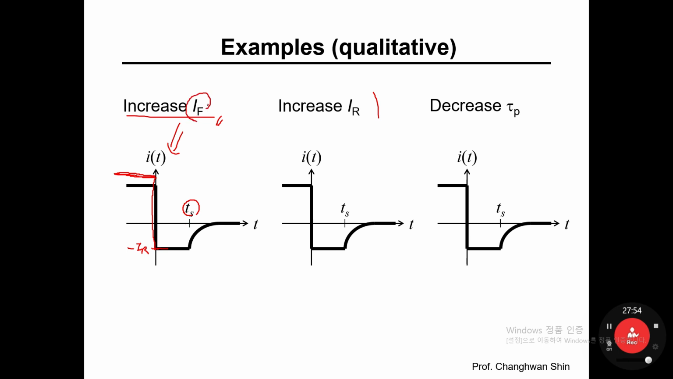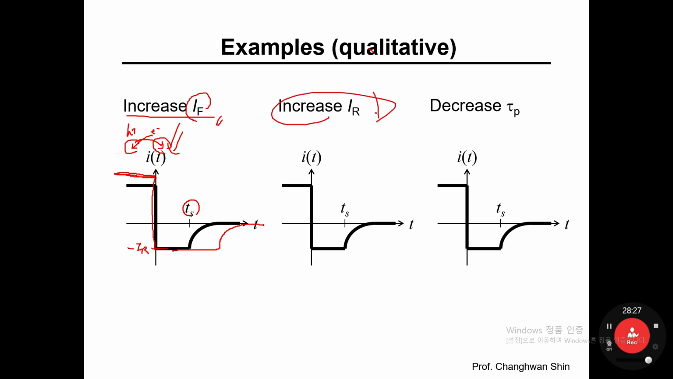Increase IF. So more holes and more electrons are injected into the other side. So the amount of stored excess carriers is increased. That means more electrons and holes should be removed to turn off, right? So the storage delay time elapses longer, and then it's going to be turned off, okay?